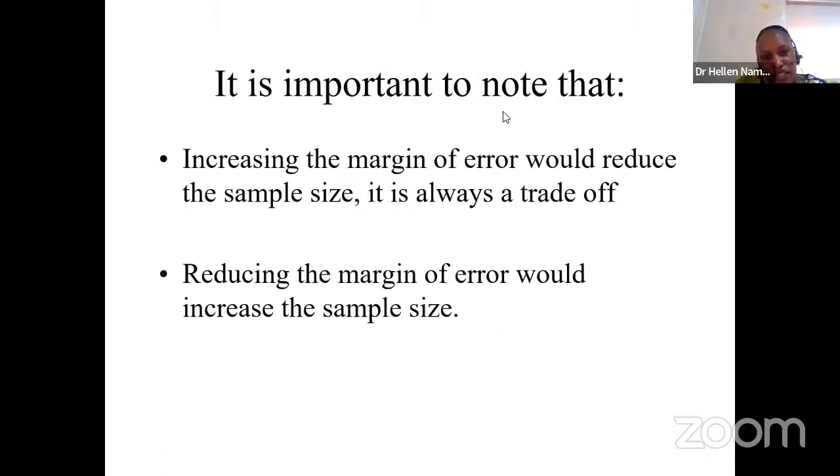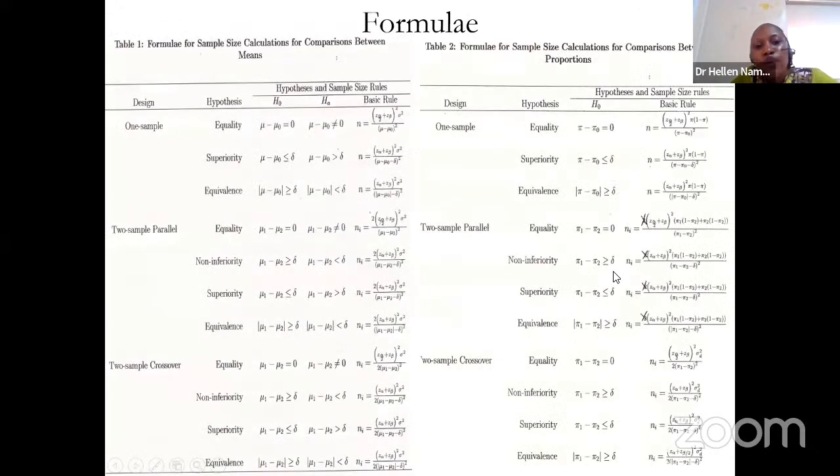So it is important to note that, from the formula that we've been using, the margin of error is in the denominator, so increasing the margin of error automatically will reduce the sample size. But in case you want a big sample size, when you're calculating with the known formulas, it is always good to ensure that your margin of error is very small, and then you'll come up with an increase in the sample size. These are just formulas that you can get on the internet that can support you in case you want to calculate your sample size.